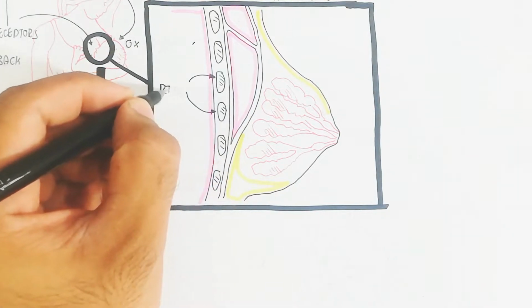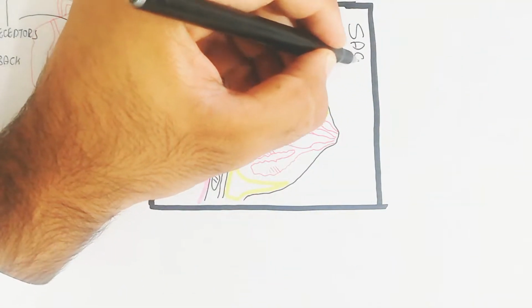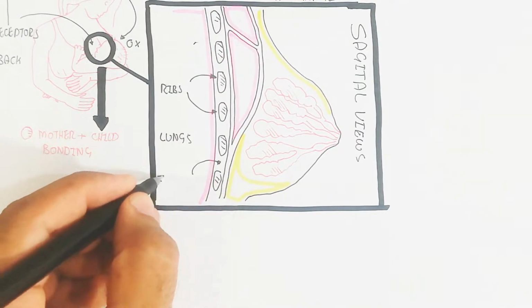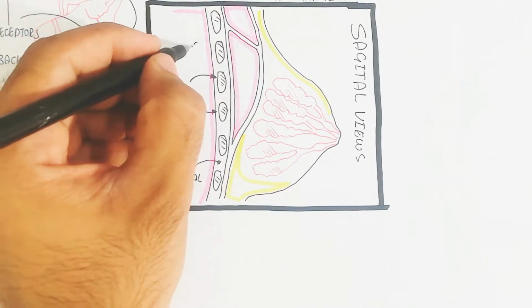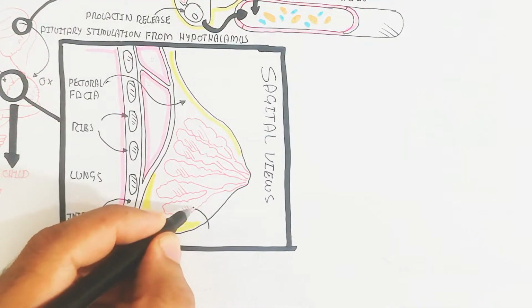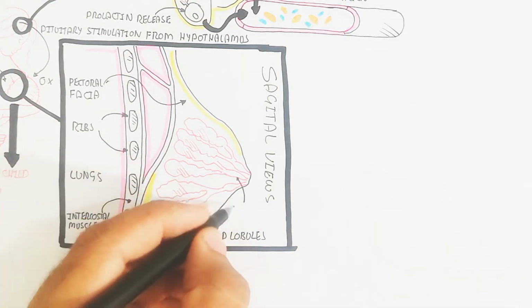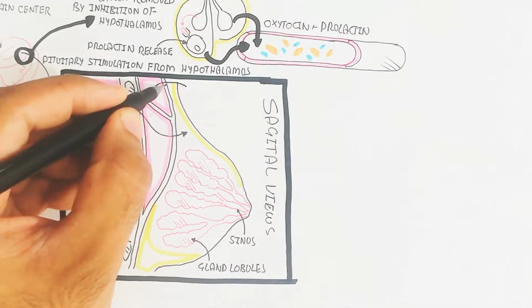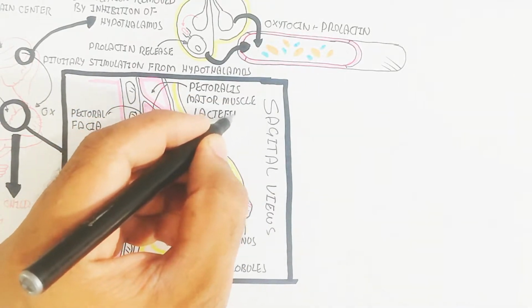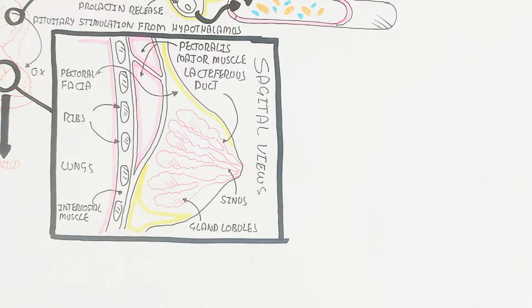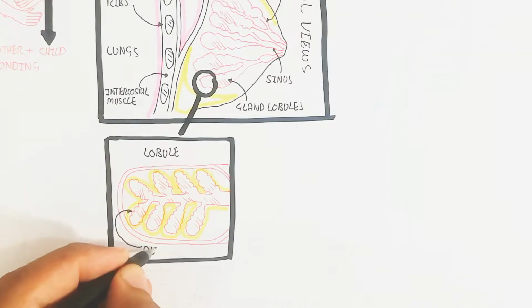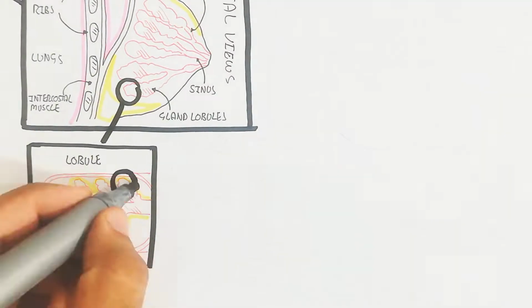this is the sagittal view of the mammary gland. This is basically the mammary organ, and it contains the ribs and lungs here, and this is the intercostal muscle that contains the ribs, and this is the gland lobules, which open through a sinus. Here you can see the pectoralis major muscle and the lactiferous duct. So the lactiferous sinuses as well as the lactiferous duct.